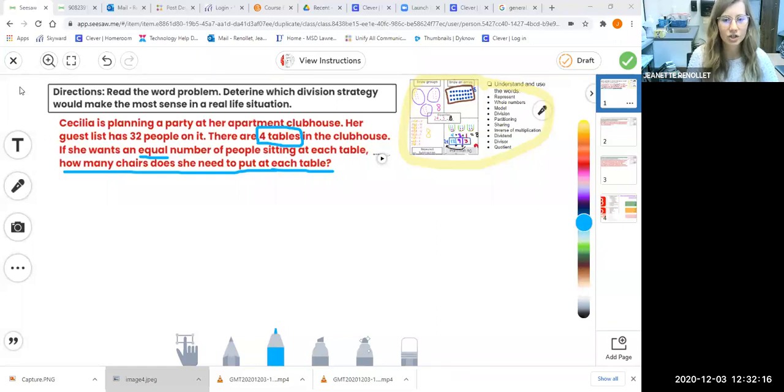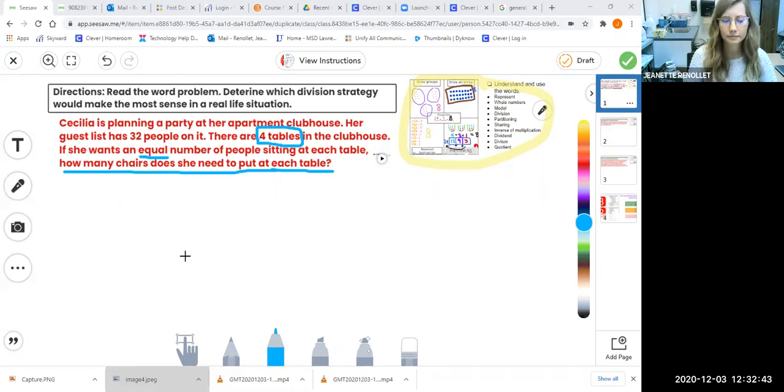Okay, so you have had a chance to talk about which strategy would make sense for this type of word problem. So I'm looking for a friend who can share out what strategy they think they might use to help them solve this problem. Gloria, go ahead.